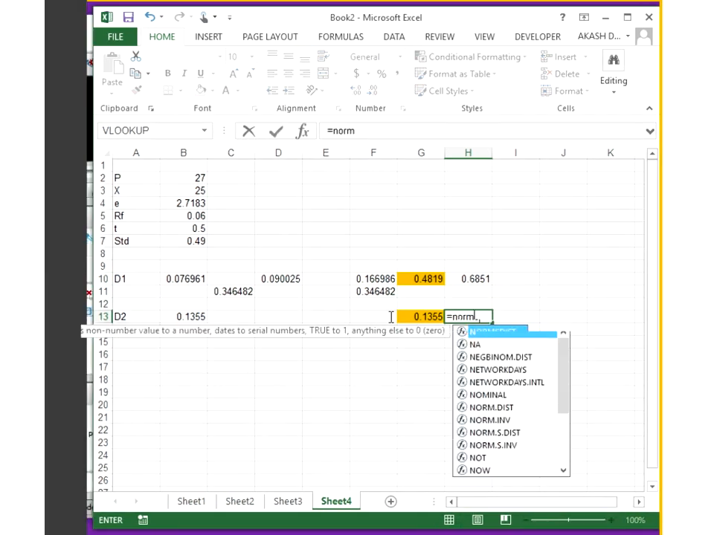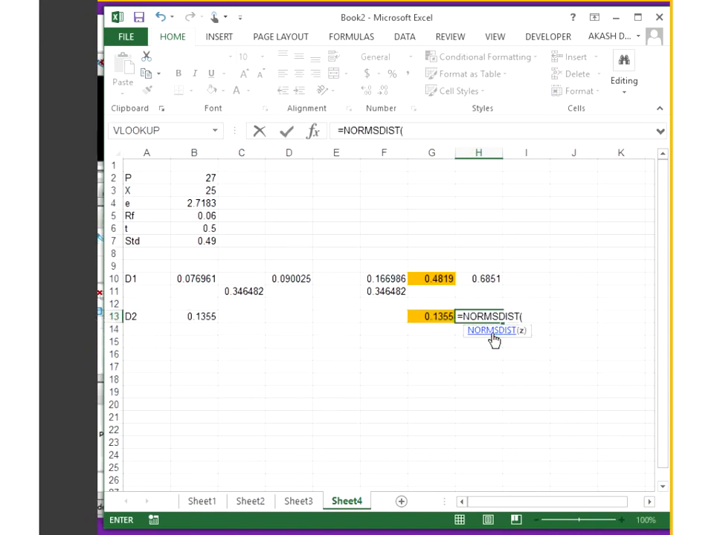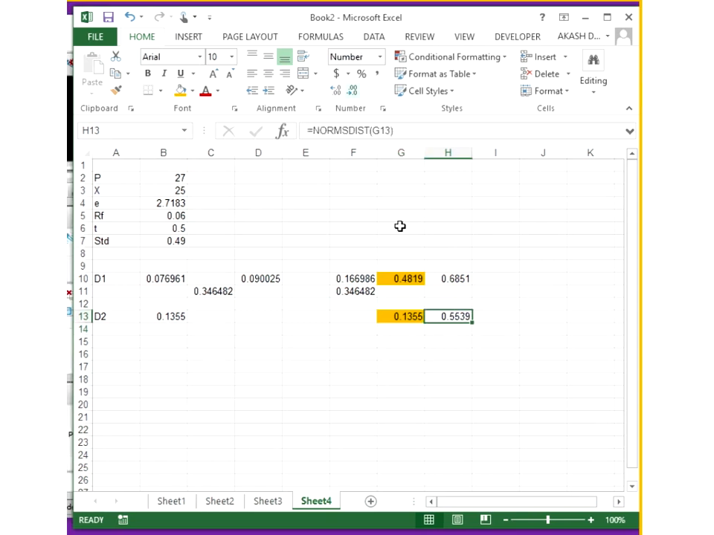And then again the same thing for the other one, NORM.S.DIST, and that is for this value. So these are the standard normal distributions. Okay. So now we have to bring all of this together in the third and the final formula, which is for the current value of the call option.